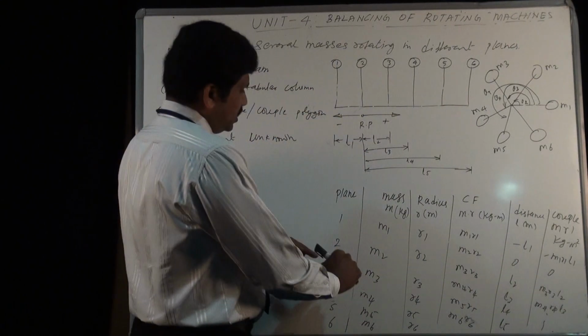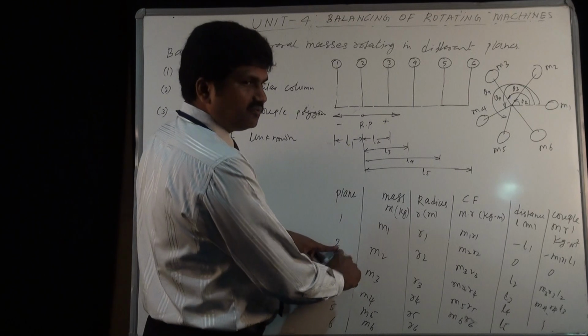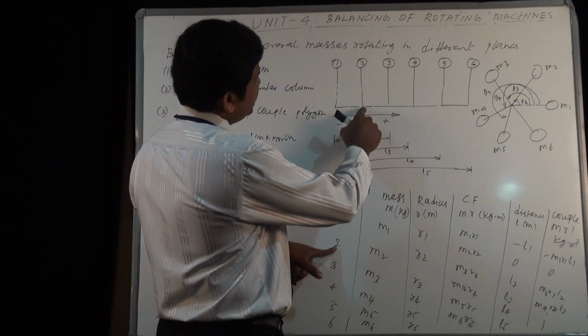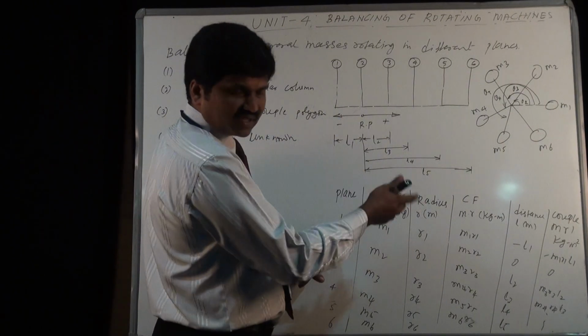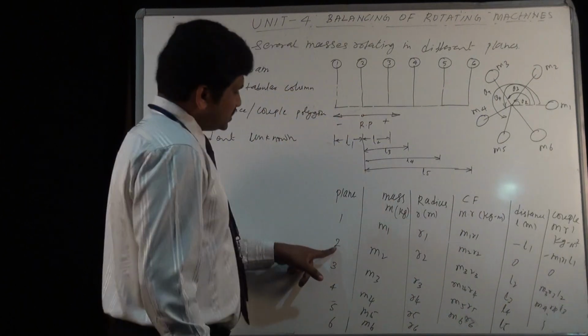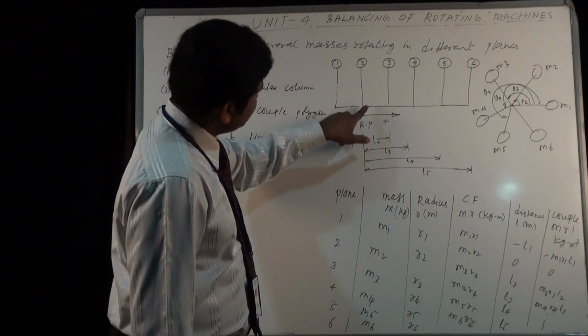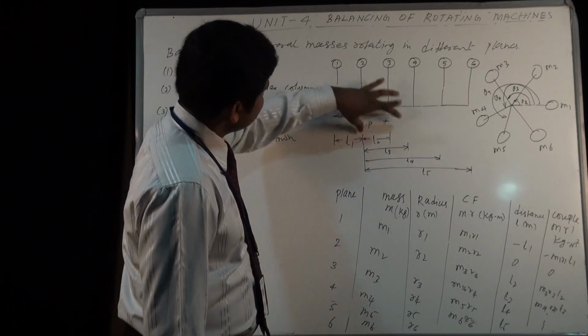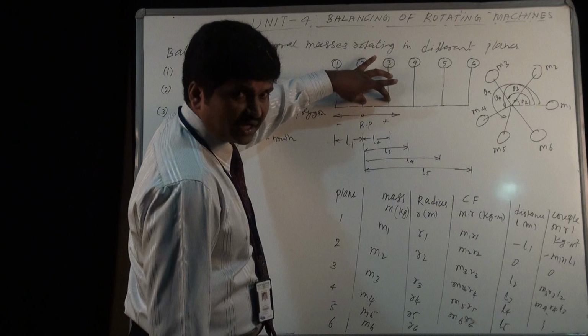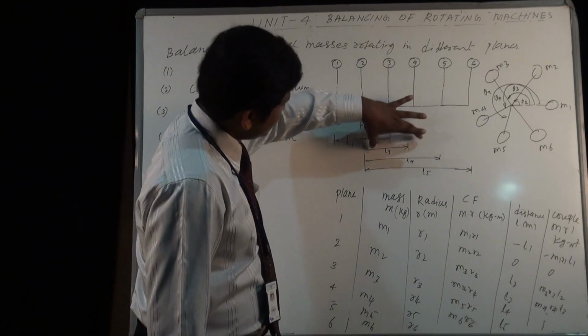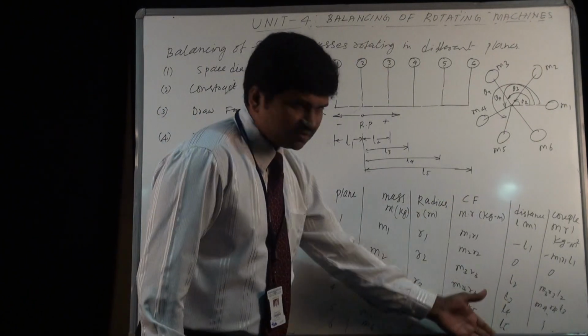Now what is the distance of plane 2 from the reference plane? Plane 2 and the reference plane are the same. There is no distance, so write 0. Similarly, what is the distance from plane 3 to the reference plane? That is L2. Similarly, L3, L4 and L5 are written here.